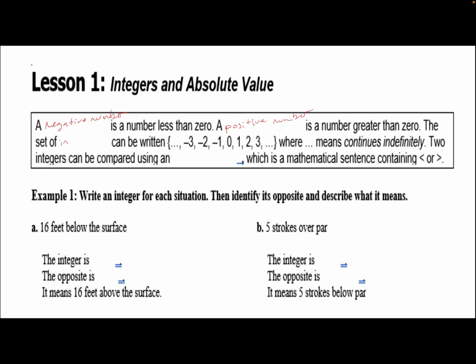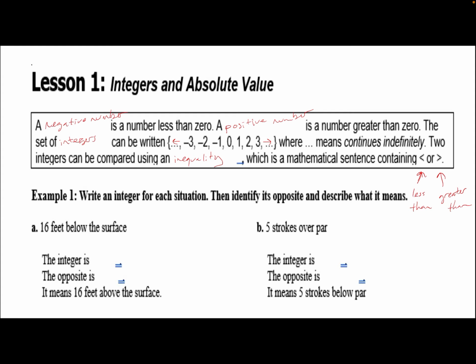And then a set of integers can be written -3, -2, -1, 0, 1, 2, 3, etc. The dots mean it continues indefinitely. So we'll keep going forever this way, and we'll keep going forever that way. Two integers can be compared using an inequality sign containing this sign here, which we would say is less than, or this sign here, which we would say is greater than.